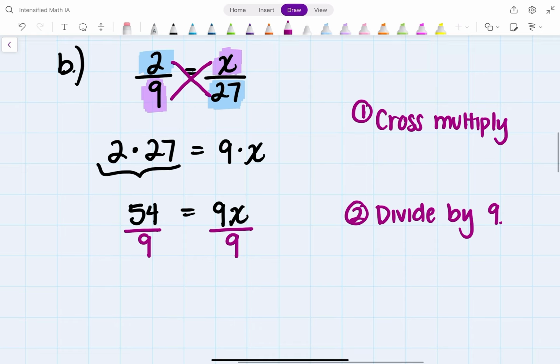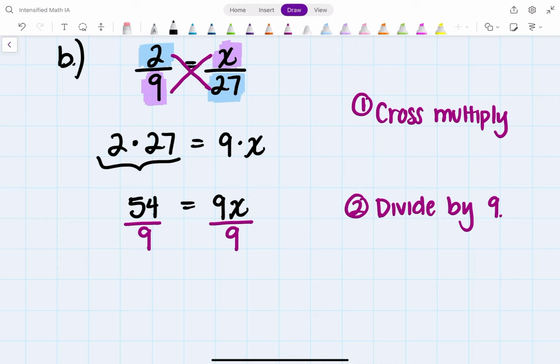I know that 9 divided by 9 is going to give me a 1. So I'm going to bring down the x. I could put a 1x, but it's just going to be an x. And I know that 54 divided by 9 is going to give me a 6. So the final answer is going to be 6. 6 equals x, or x equals 6.